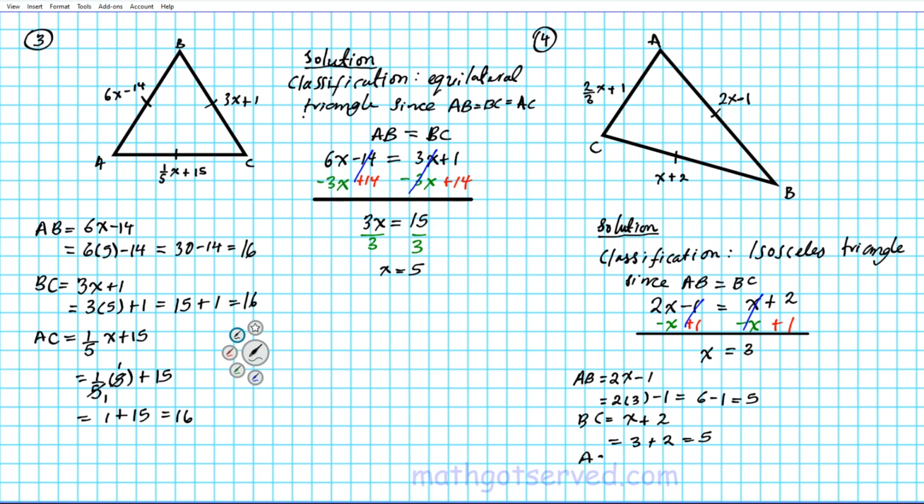And then the third side, AC, is 2/3 x plus 1. Okay, so we're just going to substitute 3 for x. We have 2 over 3 times 3 plus 1. Okay, and then simplify, this cancels out. We have 2 plus 1, which is 3. So that's the measure of the third side. All right, so there you have it.